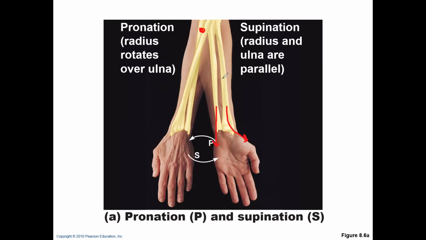So if the radius has yet to cross over the ulna, in other words, has not crossed it, that's called supination. And then when, let's say, you need to dribble a basketball, you're going to use that pivot joint here, and you're going to rotate your radius over the ulna. And when you do that, that's called pronation. So that's the example of supination, pronation.